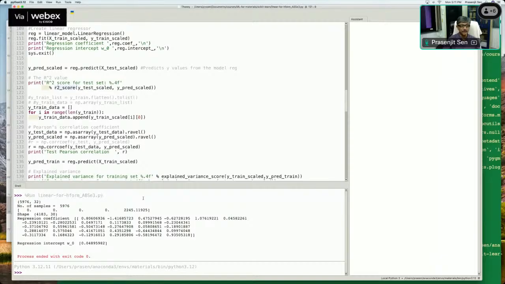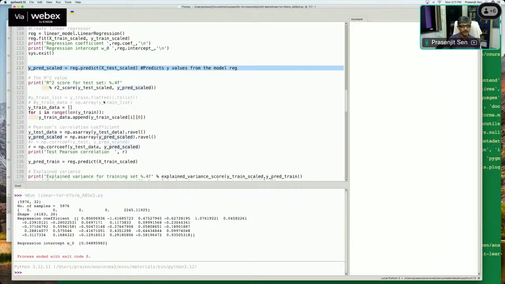So far we have just done the model training and we haven't really predicted anything. We just stopped there. Once you have trained the model, this highlighted line predicts the y value. This y value is predicted based on the scaled features of the test set. There is this function: your model is regression, reg dot predict. Given your test features, it will predict the target values.